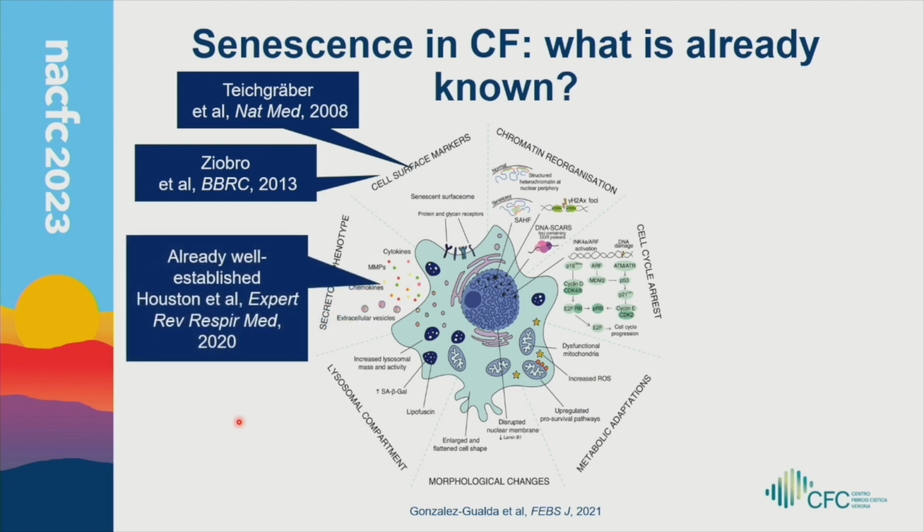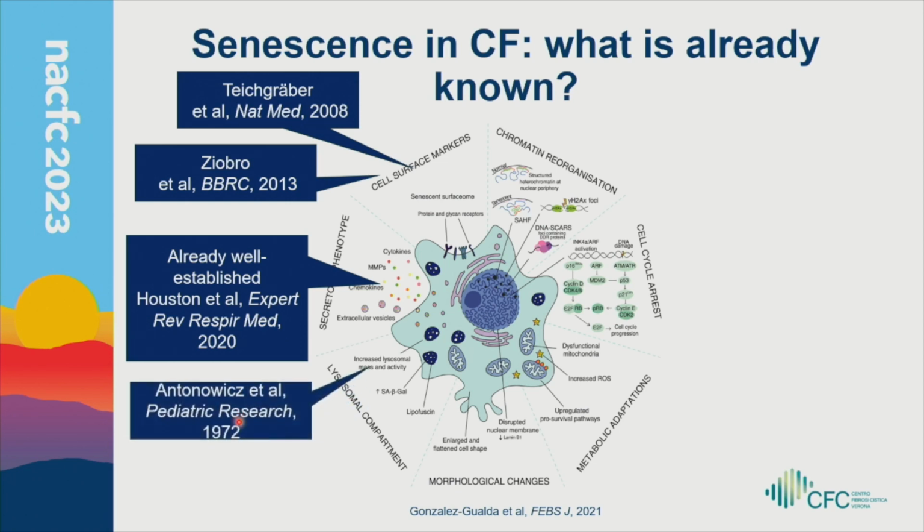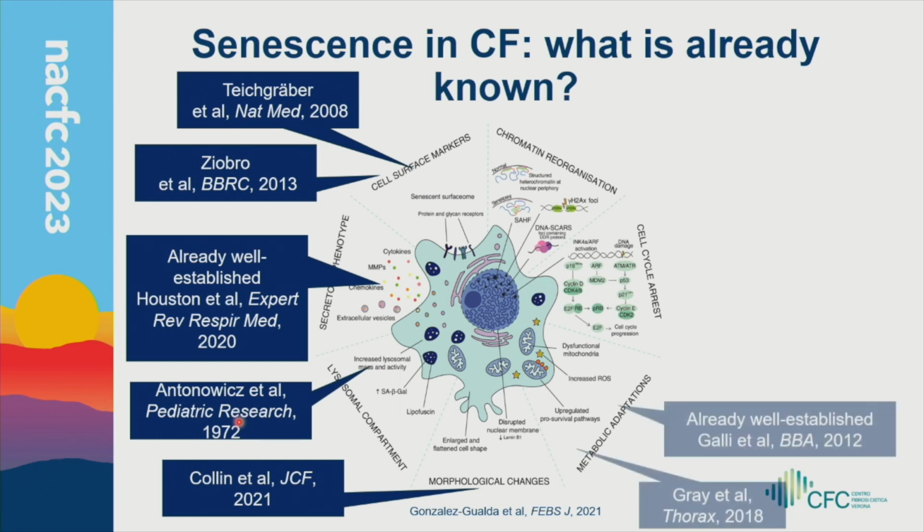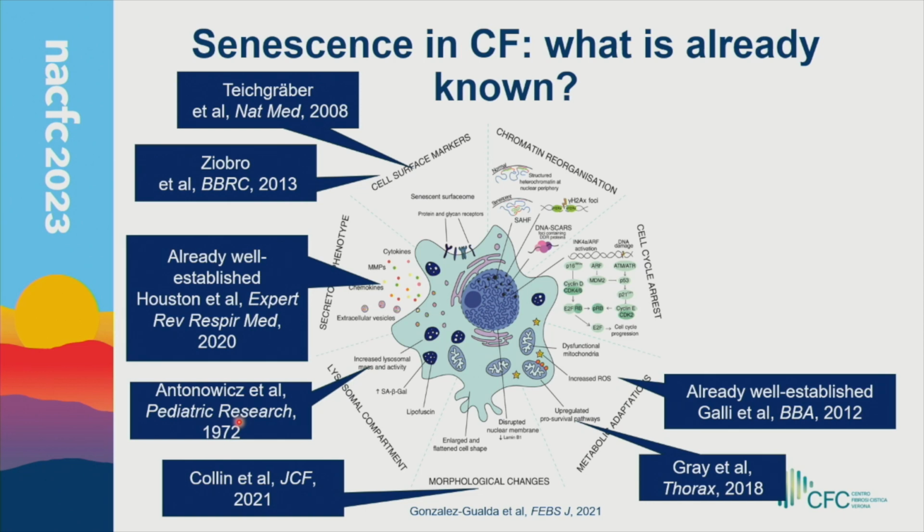Chronic inflammation, so cytokines, pro-inflammatory cytokines, chemokines, and matrix metalloproteinases are already widely described in cystic fibrosis. Also, increased lysosomal activity was described in cystic fibrosis. And recently, Colling and colleagues described the morphological changes, including increased vimentin expression in lungs from cystic fibrosis. Again, metabolic adaptations are already described.